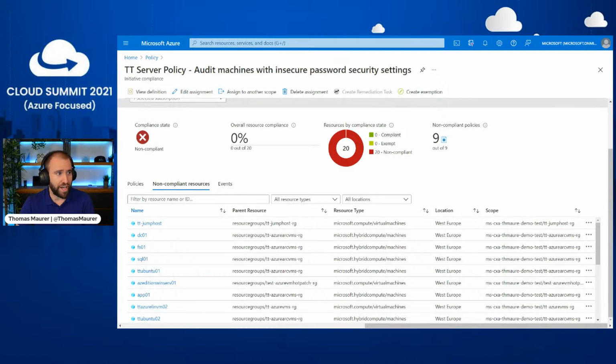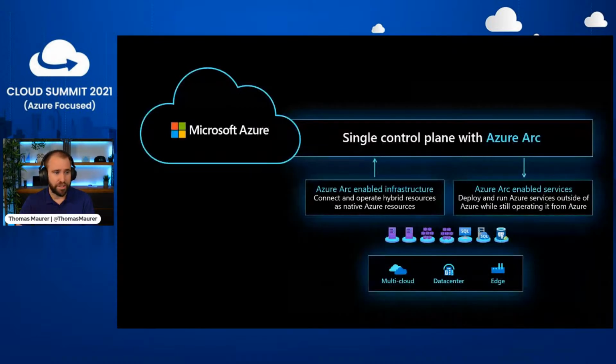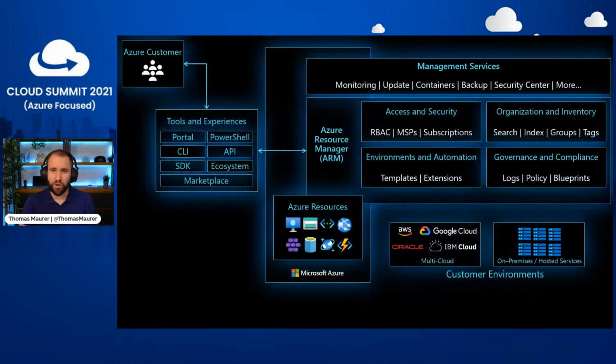Now, how do we actually do this? Or what did I just show you? So if I go back to the slide deck quickly, and no worries, there are more demos to come. What I just showed you here is a high-level architecture of how Azure works. So when we are working with Azure as a customer, we're basically using tools and experiences like the portal, the CLI, PowerShell, APIs, and so on to actually interact with Azure Resource Manager. Now, Azure Resource Manager provides all these great benefits to manage resources at a large scale, right? Like tags, grouping, subscription management, role-based access control, policies, logs, and so on.